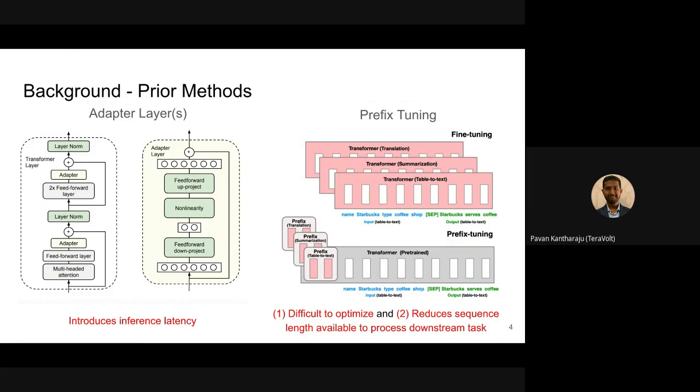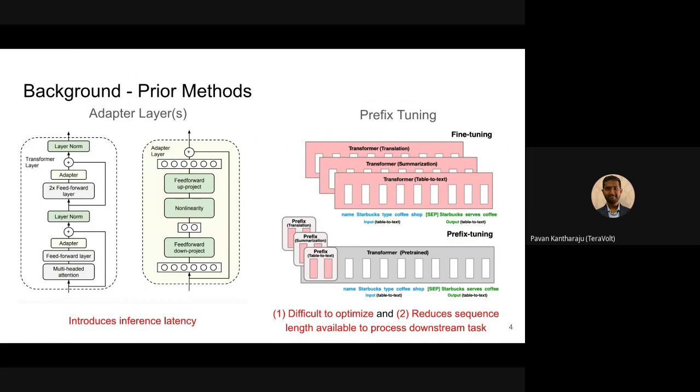And in this case, it's just 2 feed-forward layers. What they do is that you can insert these inside the transformer layer, in between two parts of the transformer layer. For example, here they added them between the feed-forward layer and layer norm, and again between feed-forward and layer norm again. And you can keep the pre-trained transformer weights frozen, and you can fine-tune the adapter layers only.